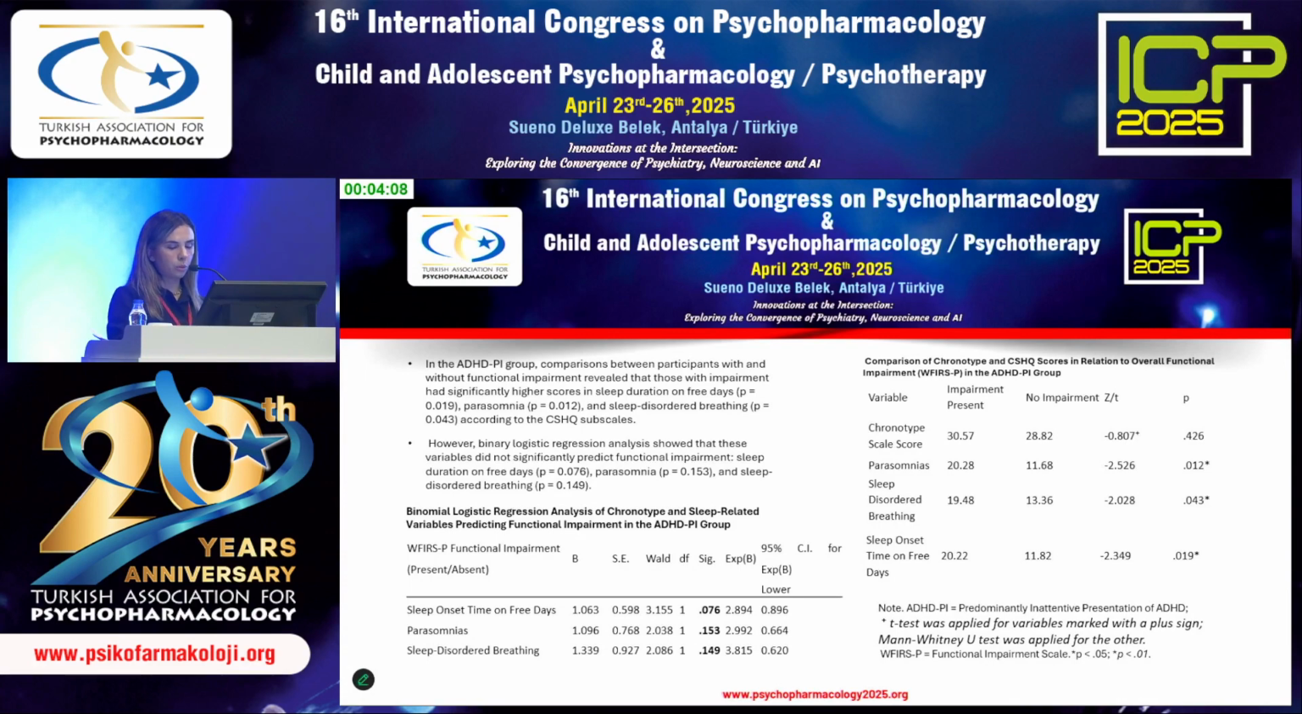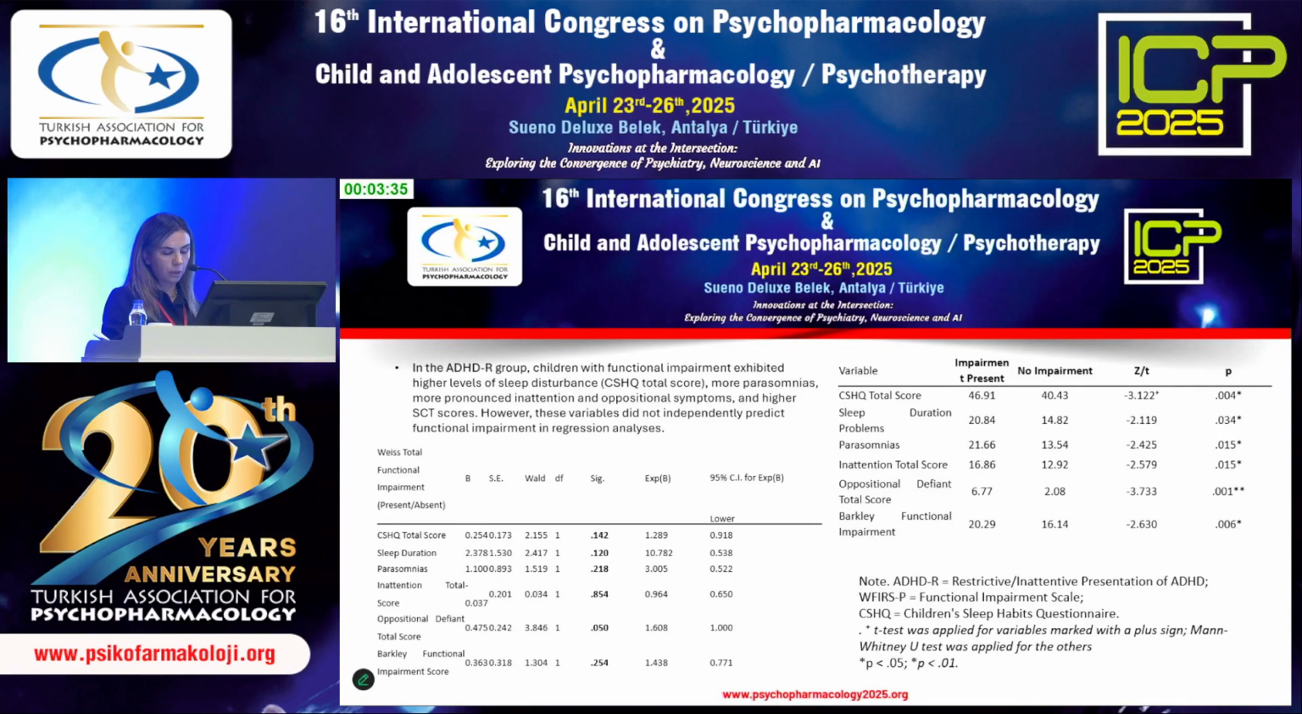And in the ADHD-PI group, comparisons between participants with and without functional impairment revealed that those with impairment had significantly higher scores in sleep duration on free days and sleep disordered breathing, according to the CSHQ subscales. However, binary logistic regression analysis showed that these variables did not significantly predict functional impairment.